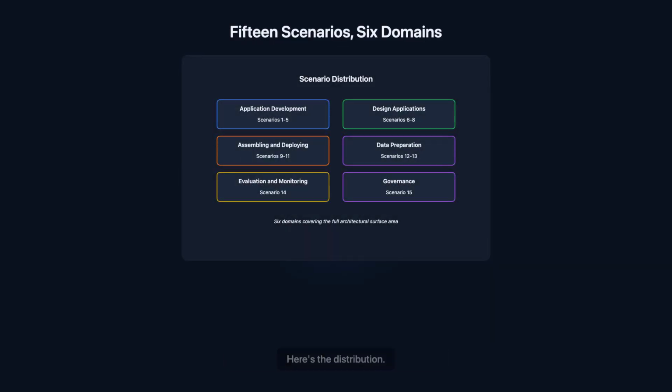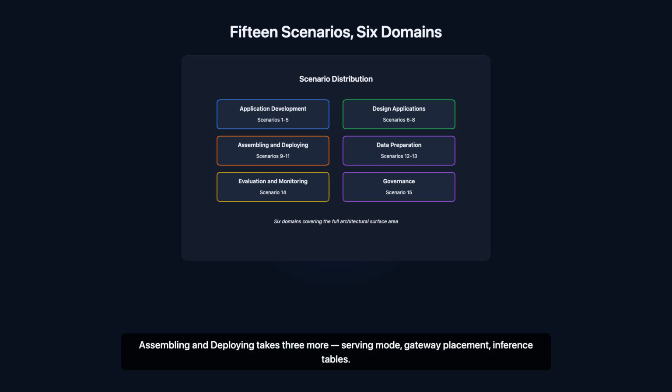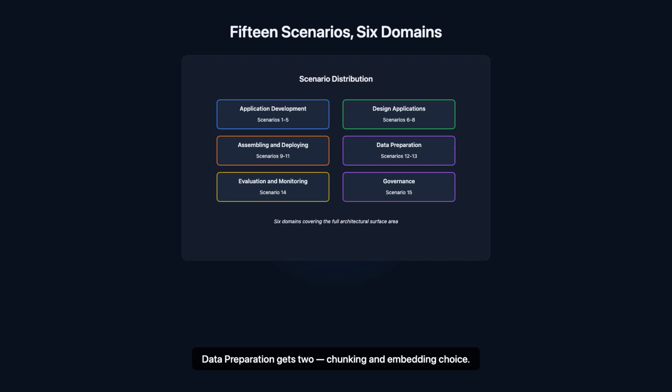Here's the distribution. Application development gets 5 scenarios. The largest slice, covering chain composition, agent base class, MCP integration, MLflow log flavor, and Unity Catalog registration. Design applications gets 3. The architecture shape calls. Assembling and deploying takes 3 more. Serving mode, gateway placement, inference tables. Data preparation gets 2. Chunking and embedding choice. Evaluation and monitoring gets 1 focused scenario on scorer selection. And governance closes with the agent rule of 2. Together, these 6 domains cover the full architectural surface area.